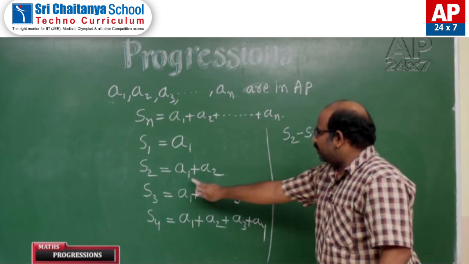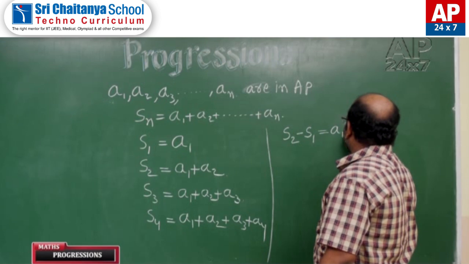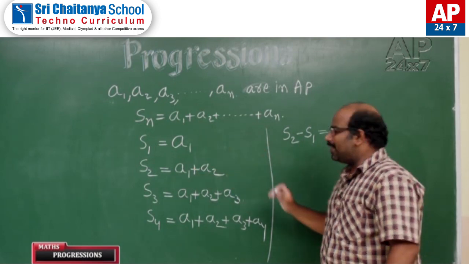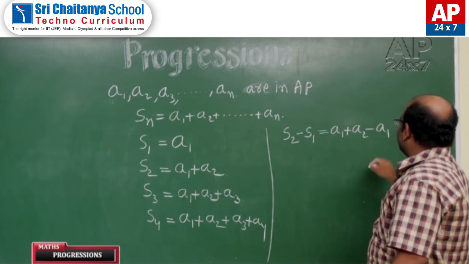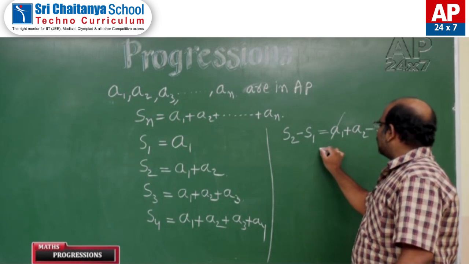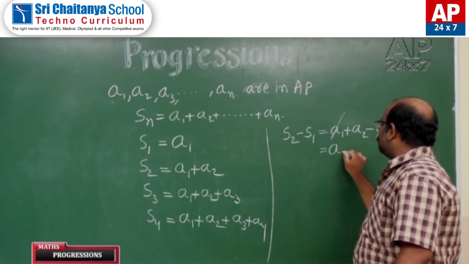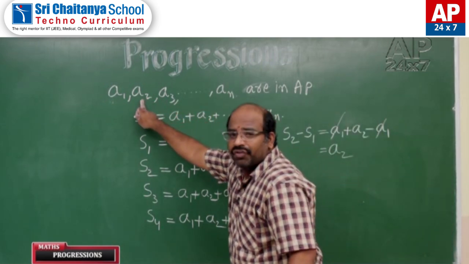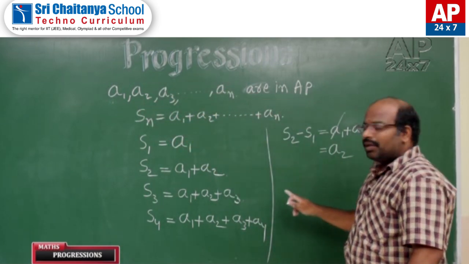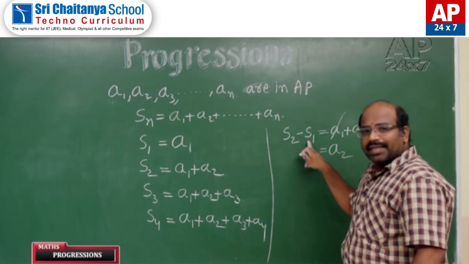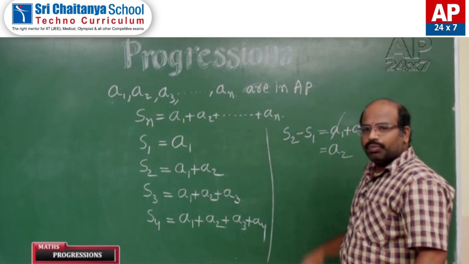S2, what is the value of S2? It is A1 plus A2, minus S1, which means minus A1. Here minus A1 plus A1, these two get cancelled and the value is A2. What is A2, students? It is the second term of the given AP. How are we getting the second term of the AP? Just by subtracting S1 from S2.